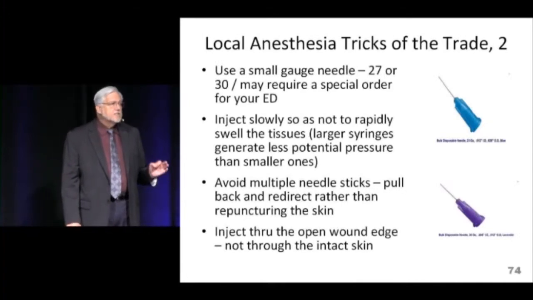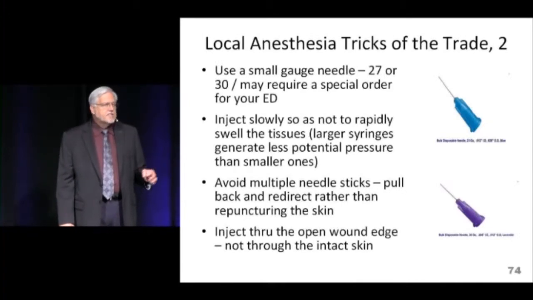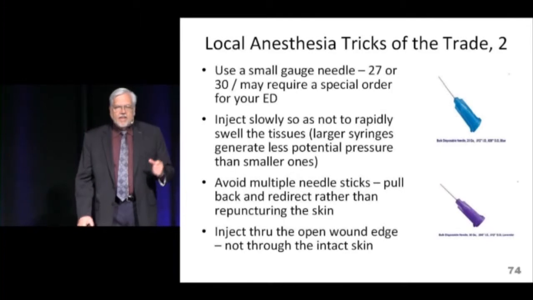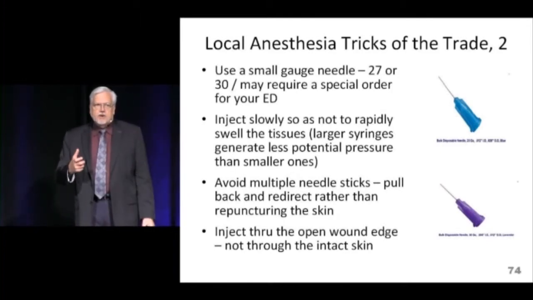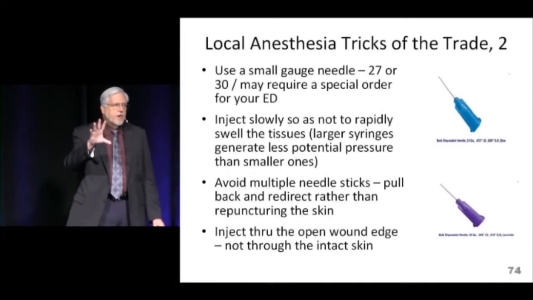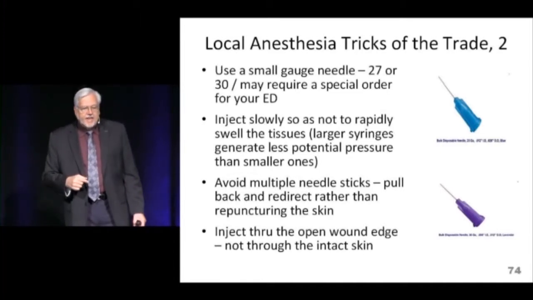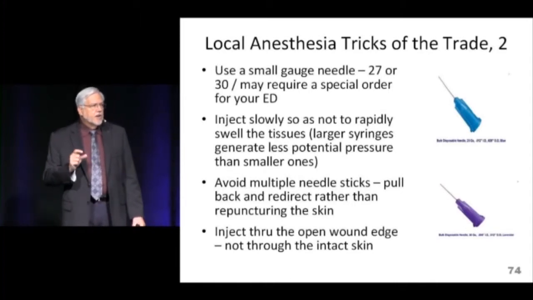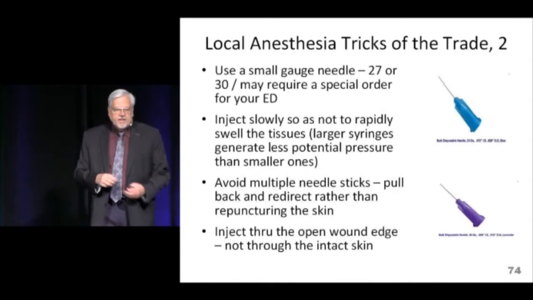Use the smallest gauge needle possible, 27 or even a 30. You may have to special order to do that. It reduces the amount of pain, and inject it slowly. I've had the experience where I've not injected it slowly, and what happens, the needle just pops right off, and then you have to redo that. So larger syringes don't have as much pressure, but they don't work as well. You want to use small needles.